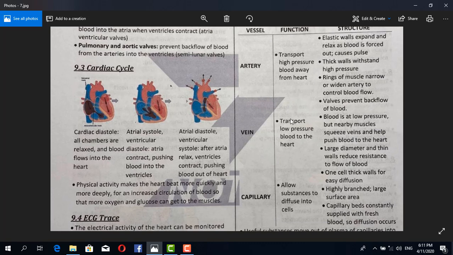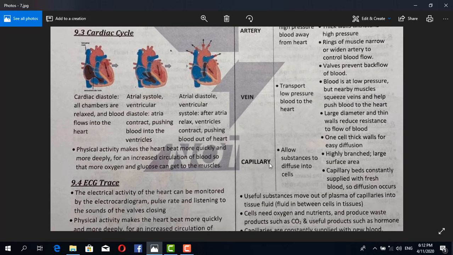The vein, it transports low pressure blood, it's the opposite of the arteries. Arteries transport blood away from the heart to the body, but here it's from the body to the heart. Blood is at low pressure, but nearby muscles squeeze veins and help push blood to the heart. The large diameter and thin walls reduce the resistance to flow of blood, and also one cell thick walls allow easy diffusion.